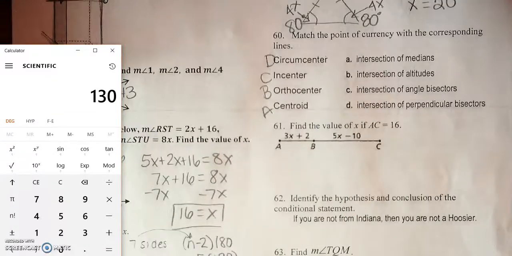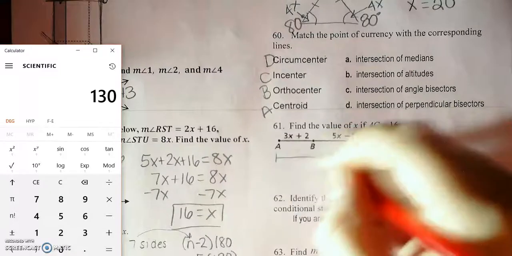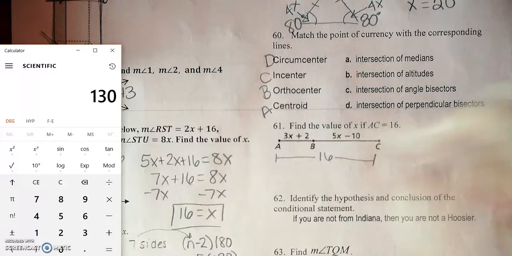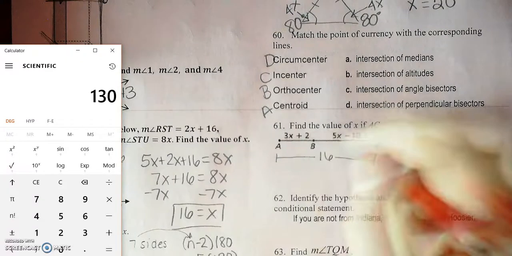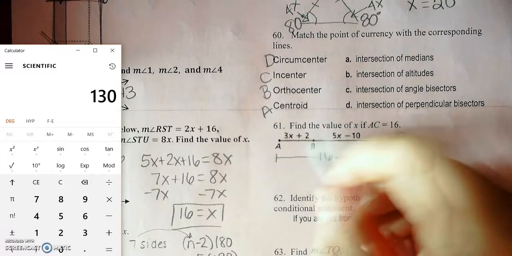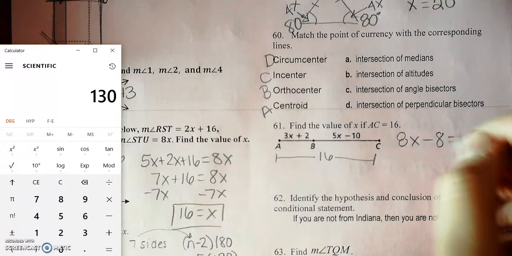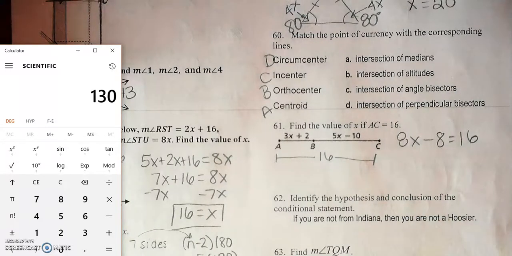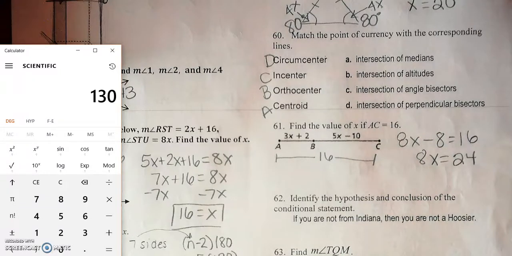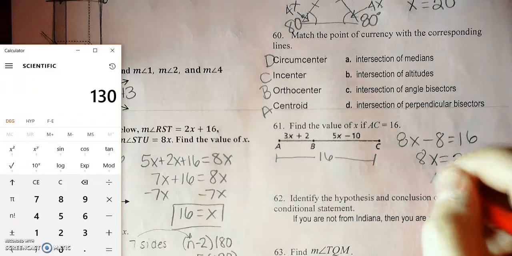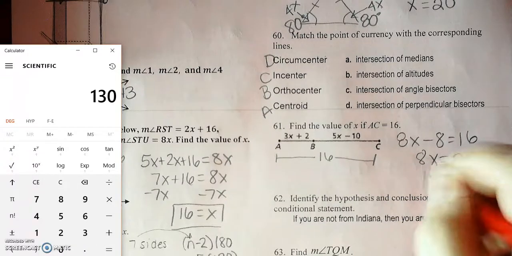Find the value of x. The whole thing here is 16, so I'm going to add those 2 segments together. This is the segment addition postulate. 3x and 5x will give us 8x. 2 minus 10 is negative 8. That's supposed to add up to the entire segment, which is 16. I'm going to add 8 to both sides there, so we would get 24 equal to 8x, and then x is going to be 3.